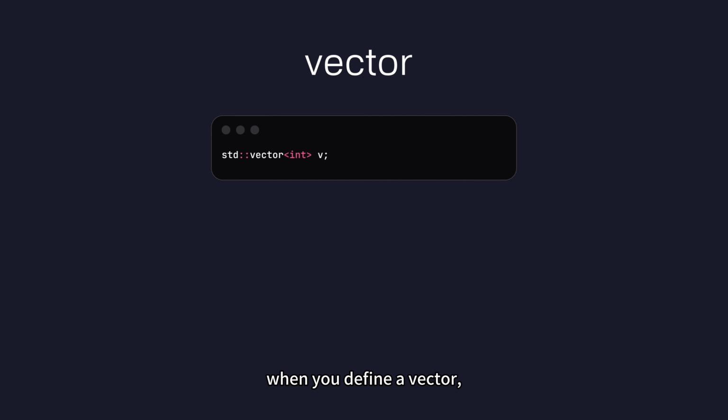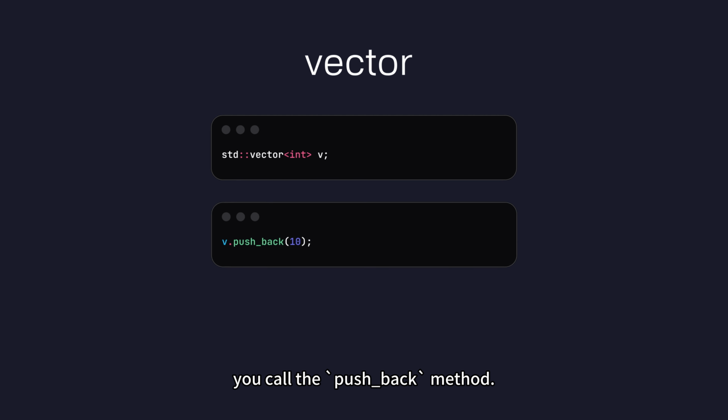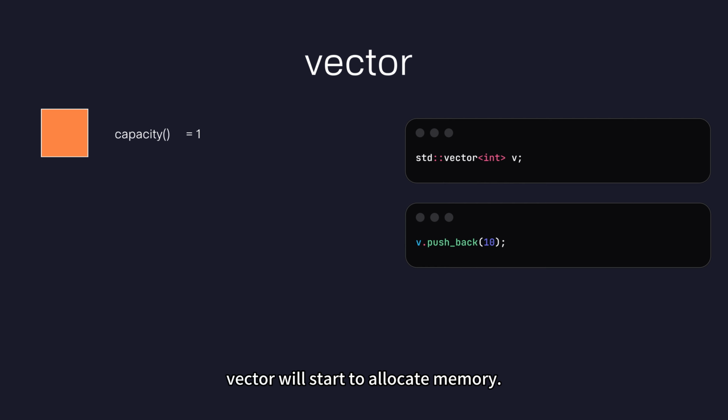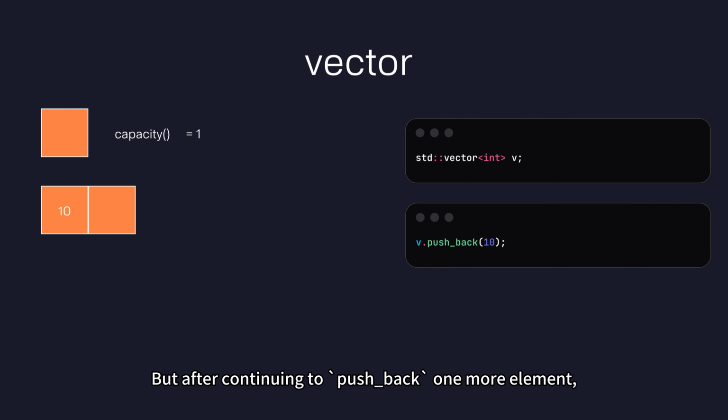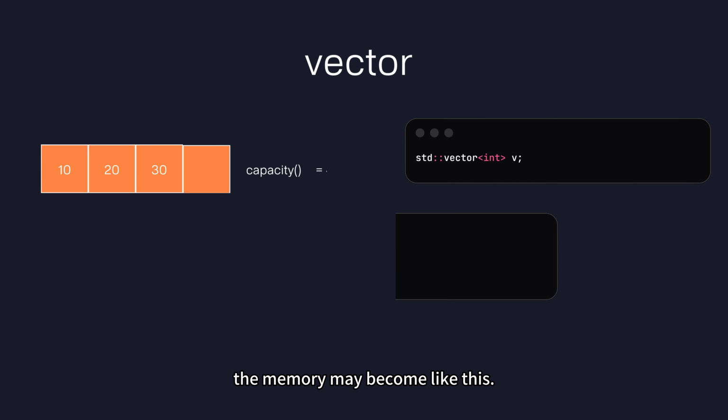At the very beginning, when you define a vector, there is nothing inside. Then in the code, you call the push_back method. At this time, vector will start to allocate memory. At the start, capacity equals 1. After push_back one element, the space is no longer enough, so it allocates larger memory and copies the old data over. But after continuing to push_back one more element, the memory may become like this.